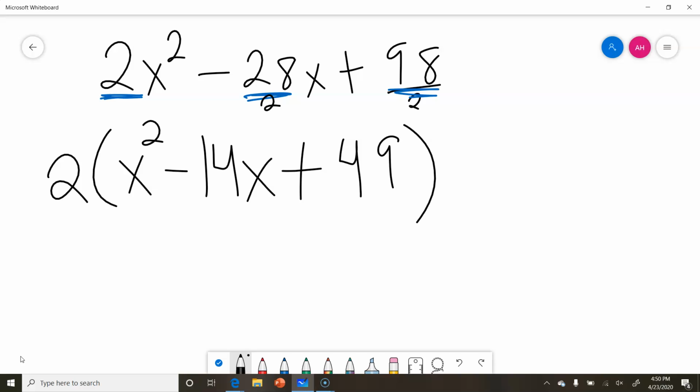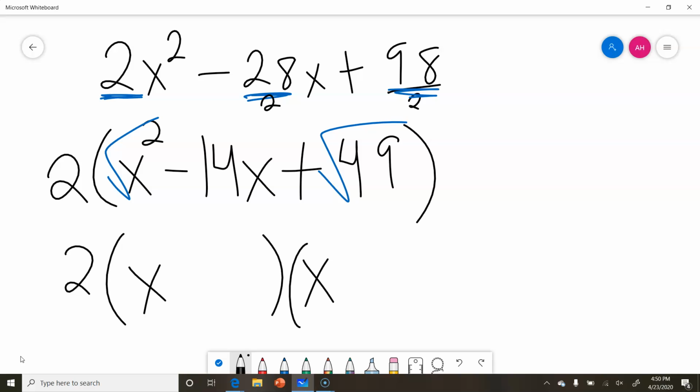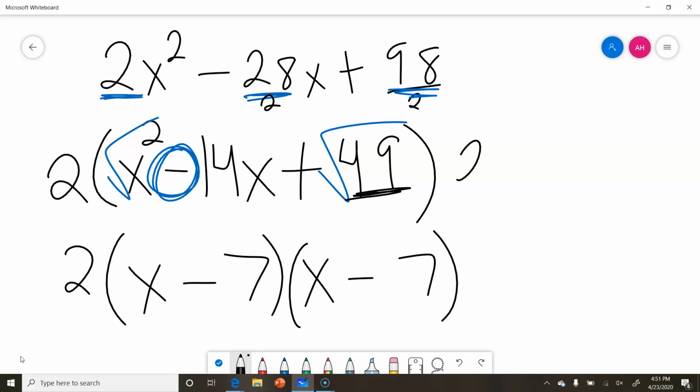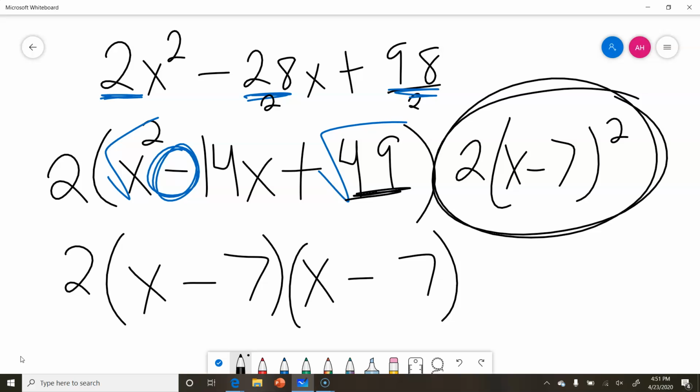Okay? So once I get 49 right there, now I do my step that I showed you on the last one. I take the square root of the first, square root of the last. So now I have 2, I have x and x. Square root of 49 is 7 and 7. Now all I do is look to this sign right here. It's negative, and so they're both negative. So my final answer now is 2x minus 7 squared. There's my final answer. Okay?